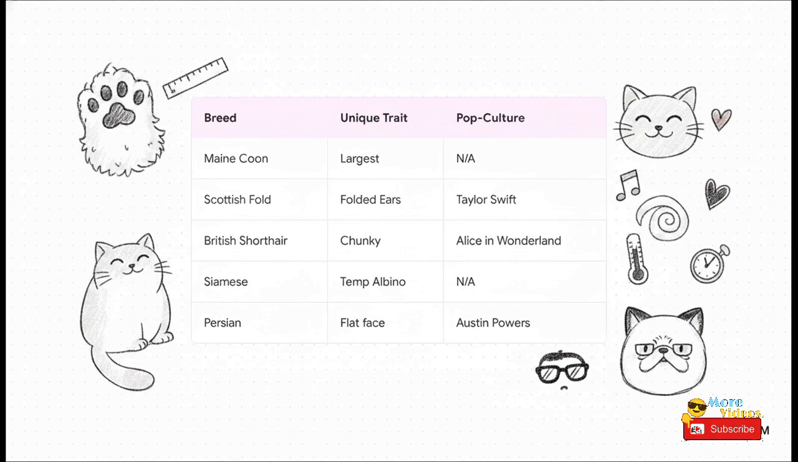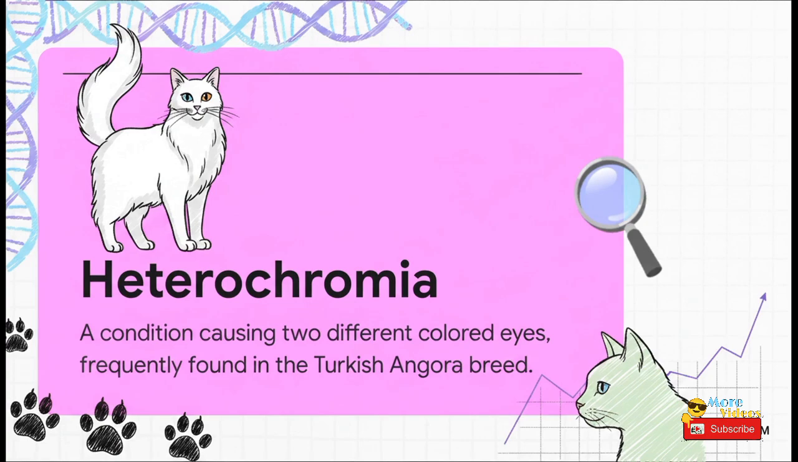Selective breeding also amplifies beautiful genetic mutations like heterochromia, which is a condition resulting in two entirely different colored eyes. While it can happen in various animals, it occurs much more frequently in the Turkish Angora, a gorgeous cat with a face that's a bit less flat than a Persian's, giving them an incredibly striking mismatched gaze.